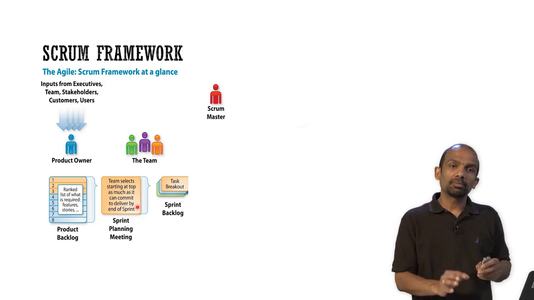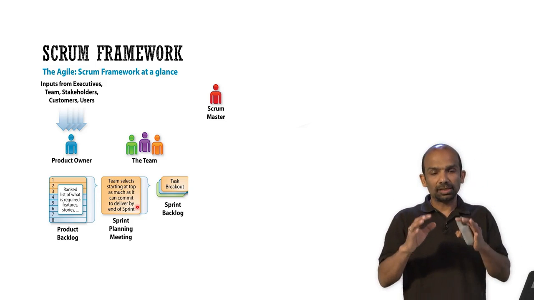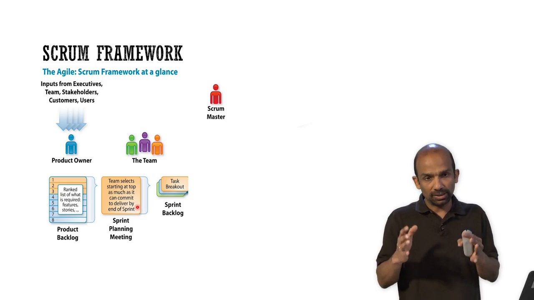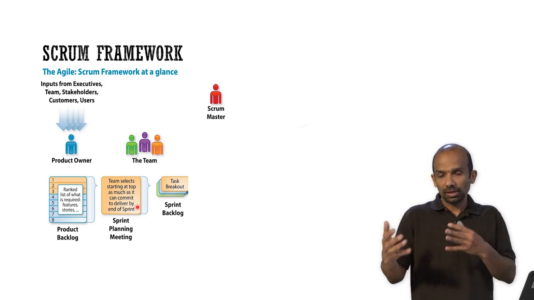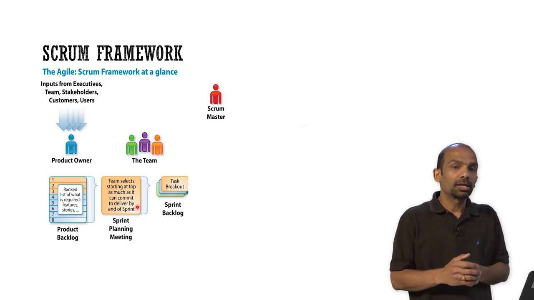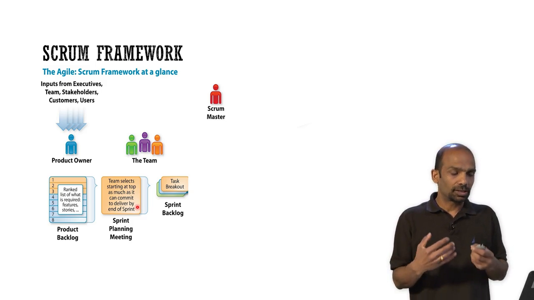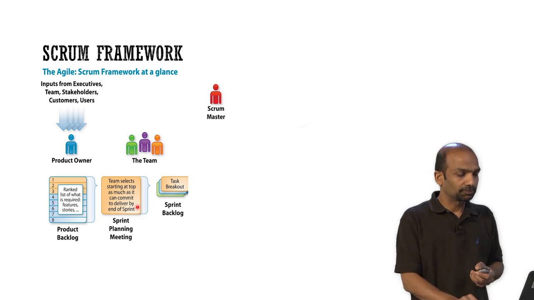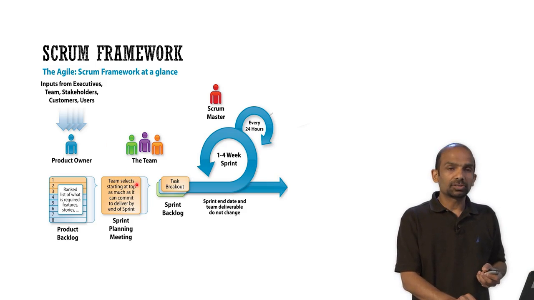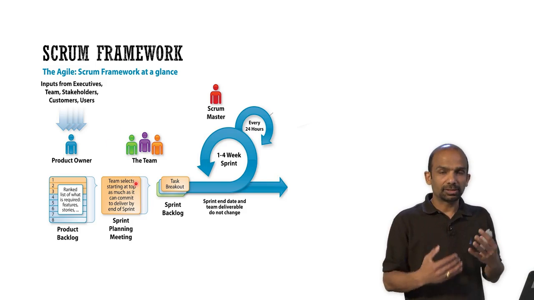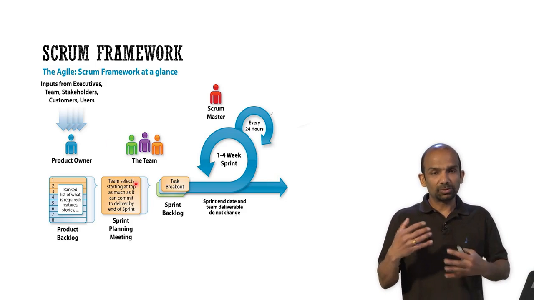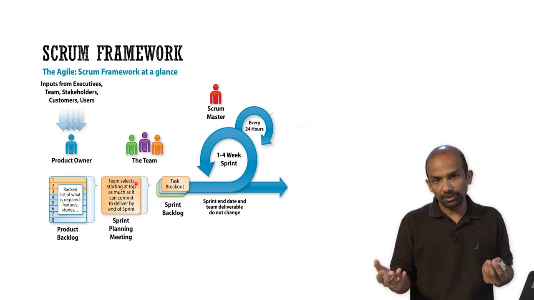So once the team has looked at the stories and they have tasked it out and they know that they can finish it in the next sprint or the existing sprint, then they will commit to the stories and say that, okay, we'll finish it in this sprint. And then that starts their execution.